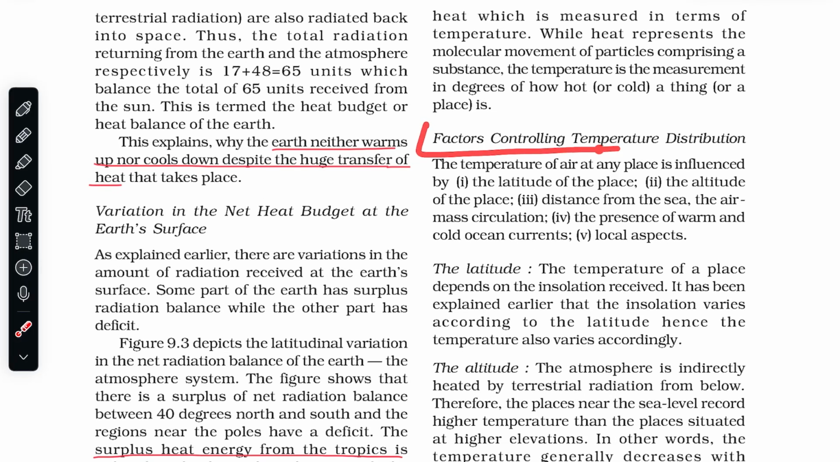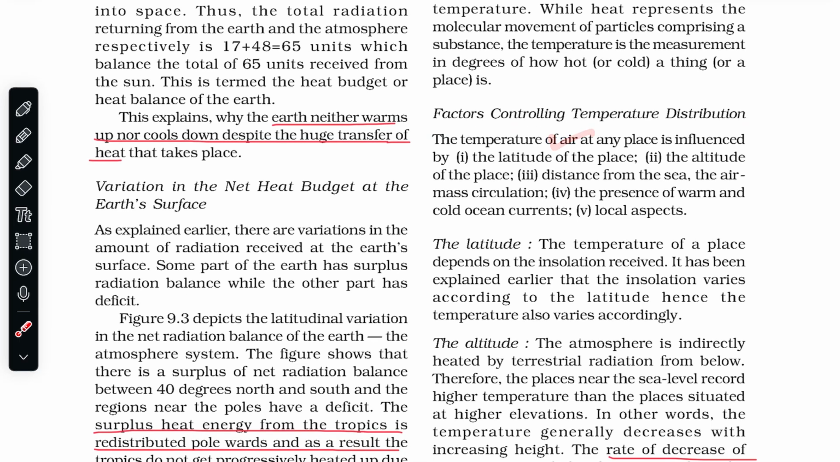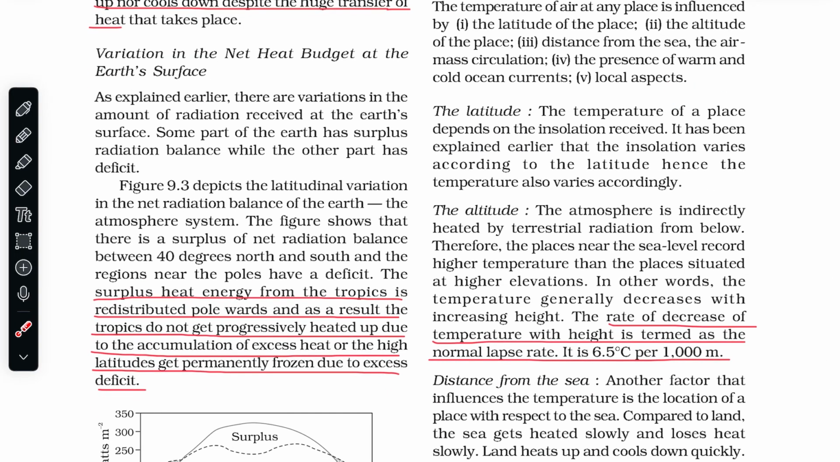Then factors controlling temperature distribution. The temperature of air at any place is influenced by the latitude of the place, the altitude of the place, the distance from the sea, the air mass circulation, the presence of warm and cold ocean currents, also the local aspects. So, in terms of the latitude, the temperature of a place depends on the insolation received. It has been explained earlier that the insolation varies according to the latitude, hence temperature also varies accordingly. So, as we move up towards higher latitudes, insolation decreases. Therefore, the temperature also decreases as we move up towards the latitude.